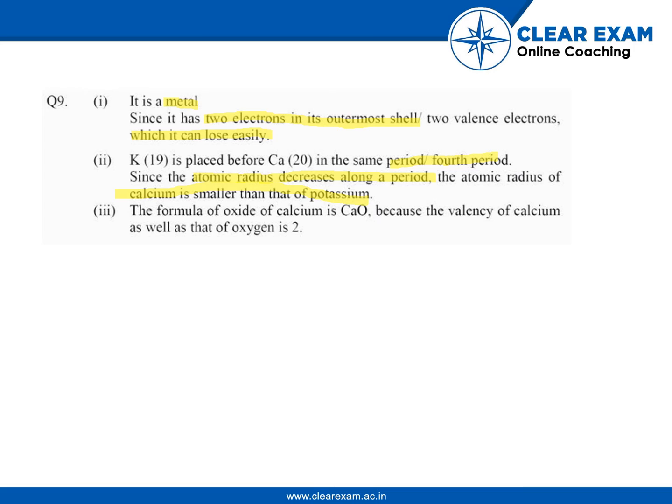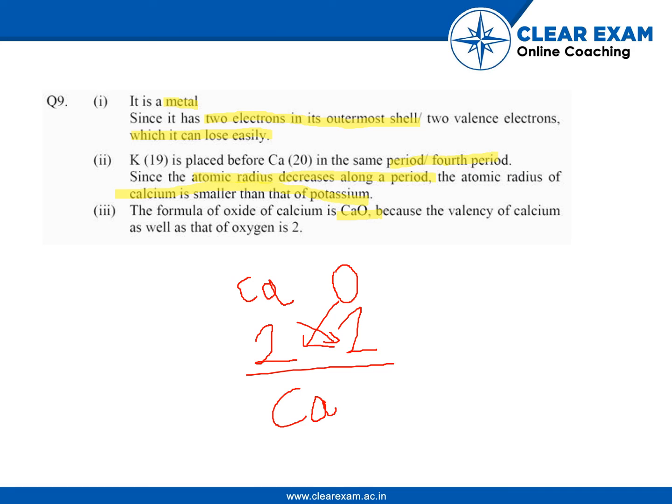Now the formula of its oxide is CaO, because calcium has two valence electrons in its outermost shell, so we write here 2, and oxygen also has only 2 electrons in its outermost shell, so it also has 2. Here we do the crisscross method, and what we get is CaO, since the 2 will get cancelled.